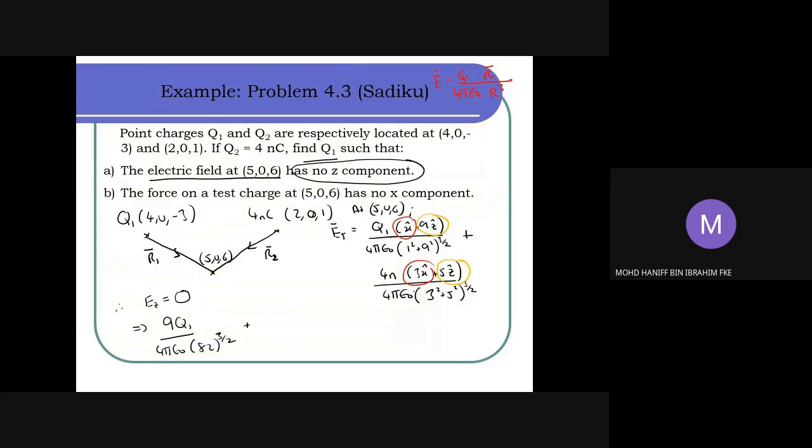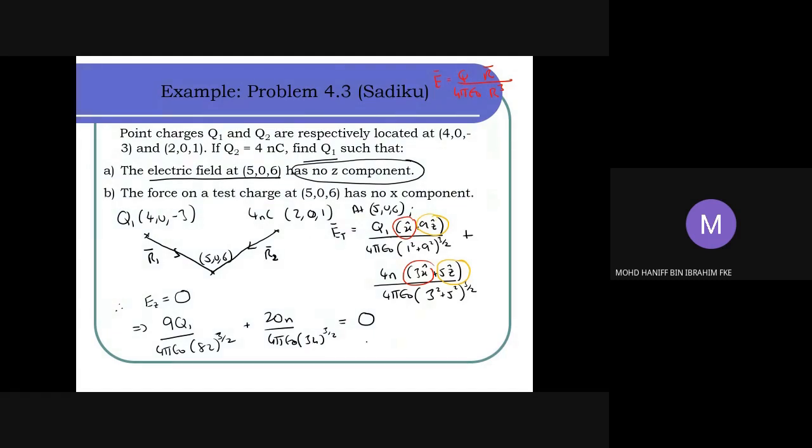And for the second term, the Z component is given by 20 nano. 4 nano times 5 will be 20 nano over 4 pi epsilon naught, 25 plus 9 will be 34, 34 to the power of 3 over 2. The summation of these two terms, which are the Z component values, will be equal to 0. We add the Z components only.